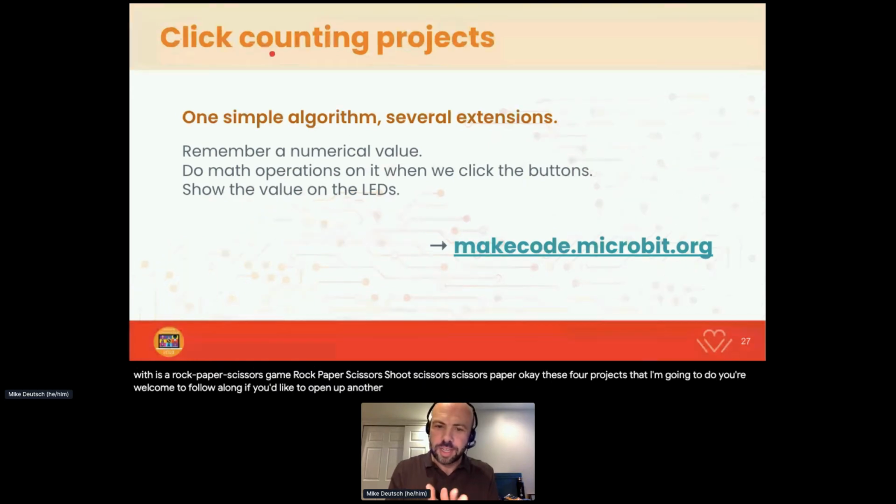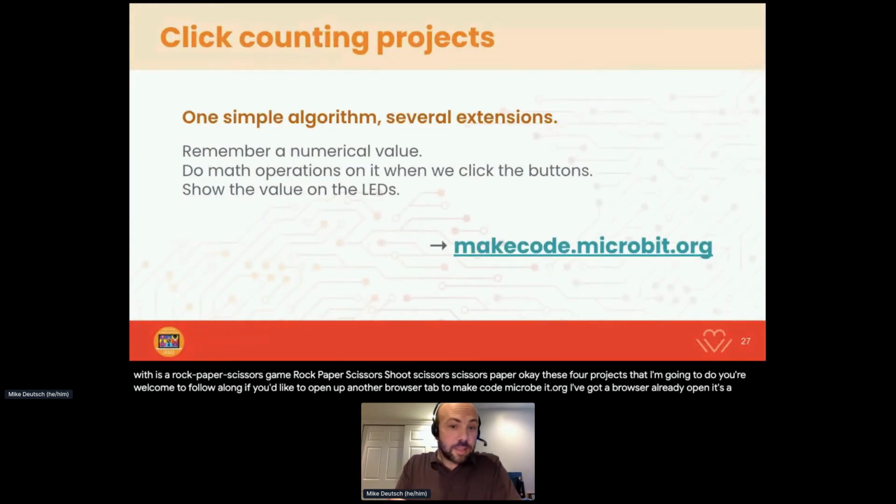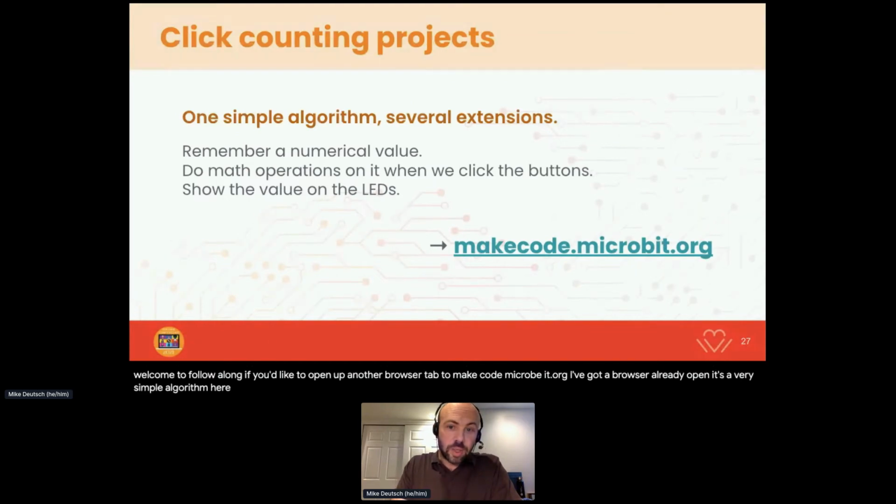These 4 projects that I'm going to do, you're welcome to follow along if you'd like to. Open up another browser tab to makecode.microbit.org. I've got a browser already open. It's a very simple algorithm here. We're going to extend it in gentle ways to end up with 4 different projects.